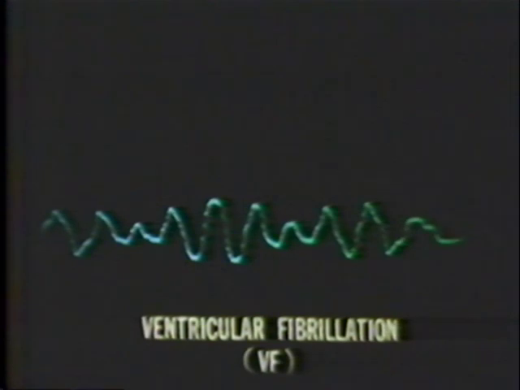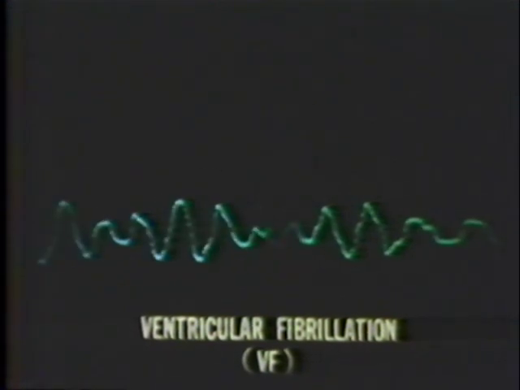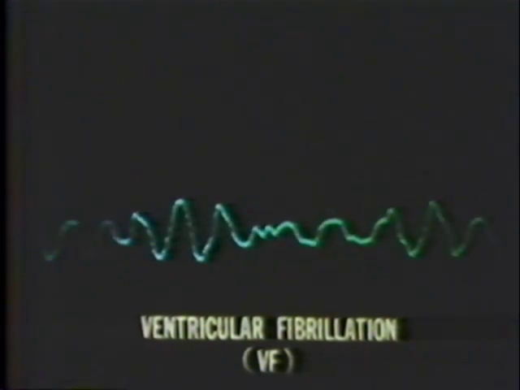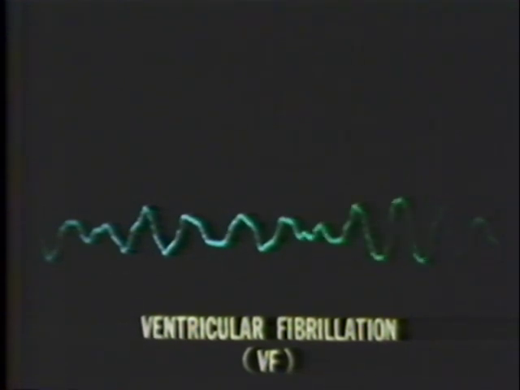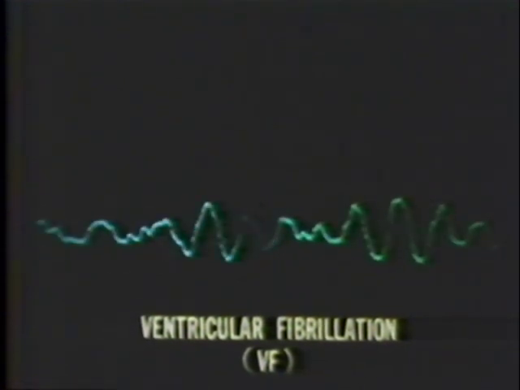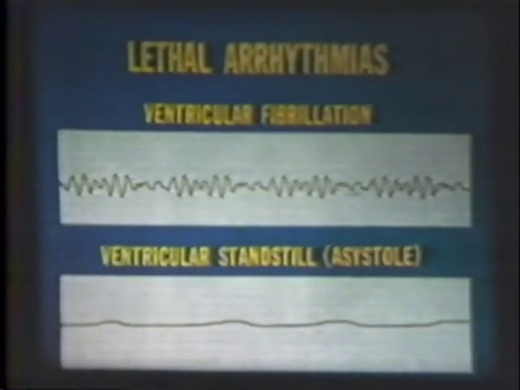Ventricular fibrillation is diagnosed by an uncoordinated electrocardiogram. This is associated with absent pulse and blood pressure. In cardiac standstill or asystole, there is no electrical activity, no pulse, no blood pressure, no blood flow.